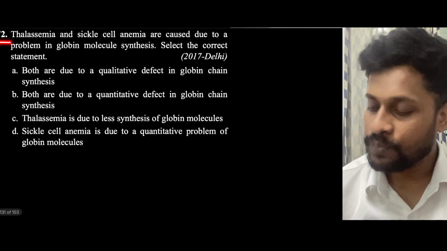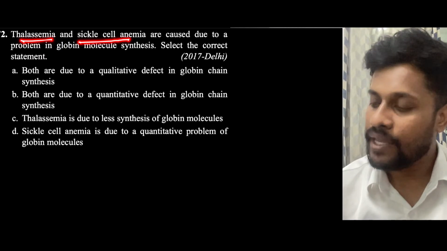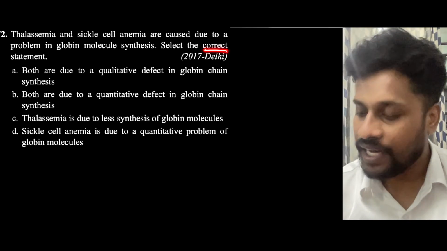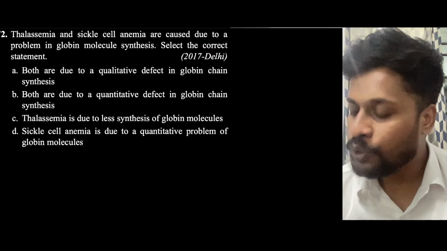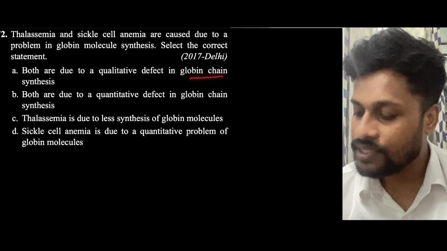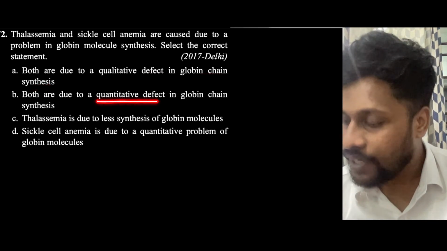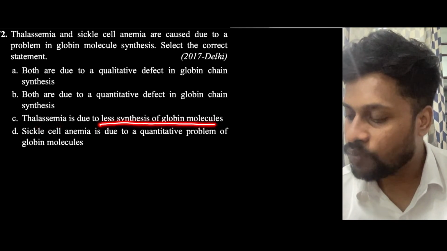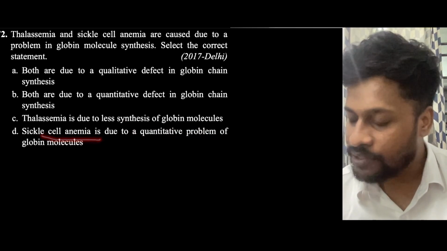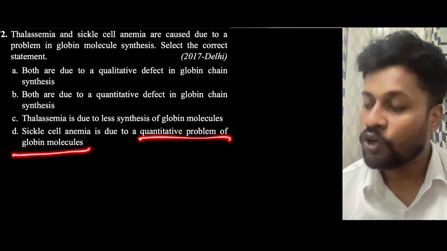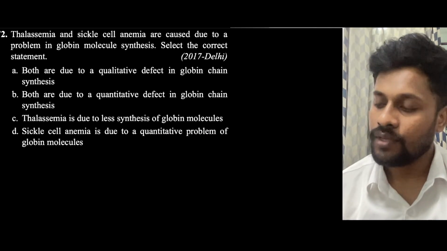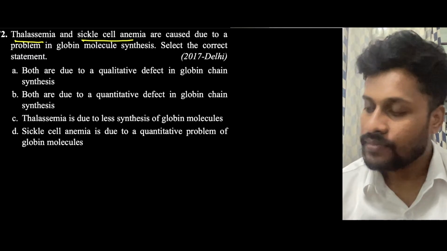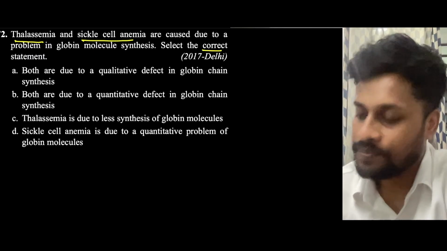Now, 72. Thalassemia and sickle cell anemia are caused due to problem in globin molecule synthesis. Select the correct statement. Both are due to qualitative defect in globin chain synthesis. Both are due to quantitative defect in globin chain synthesis. Thalassemia is due to less synthesis of globin molecule. Sickle cell anemia is due to quantitative problem of globin molecule. You see, thalassemia, sickle cell anemia. Select the correct match. What are the reason?